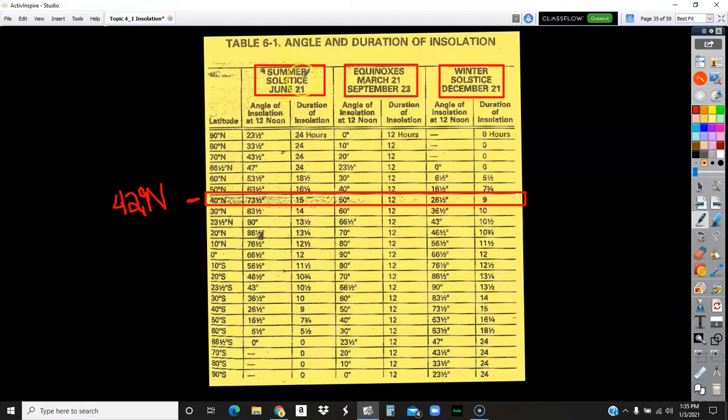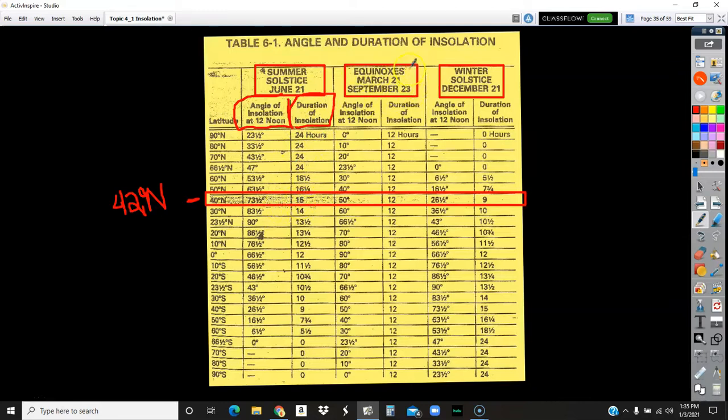You have your four seasons. These first two columns, you see I put a box over here, is the summer solstice, June 21. We get up into the low 70s for the angle. So they give you the angle of insolation. That means the angle of the sunlight at noon. So we get our peak sun is around 70, low 70 degrees. And we have about 15 hours of daylight. There's your duration. So that's June, when we get to the first day of summer.